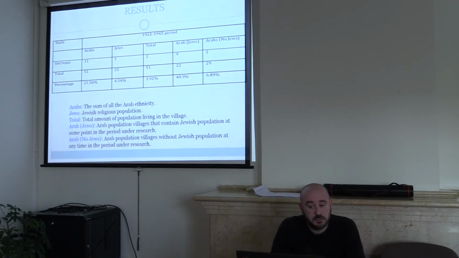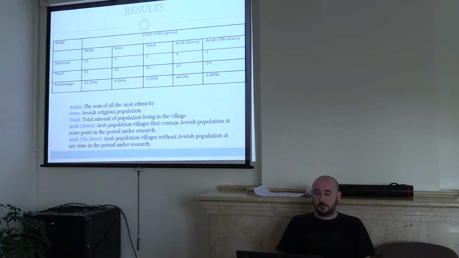When we analyze the total population, we can see that in just 2 cases of 51 there is a total population decrease. If we compare that with the Arab and Jewish results, what it suggests is that there has been a replacement of population. What happened in those 9 villages, or 10 villages, sorry, where the Arab population was decreasing and not the Jewish? The Jewish population is overtaking the numbers of the Arab population.